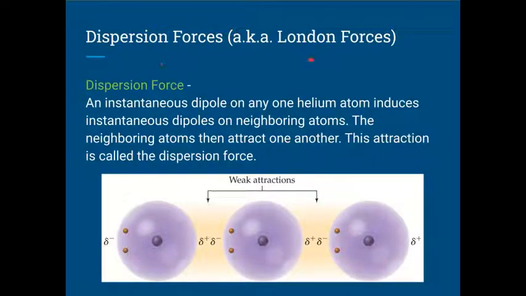These dispersion forces are also known as London forces. An instantaneous dipole on any one helium atom induces instantaneous dipoles on neighboring atoms. The neighboring atoms then attract one another. This attraction is called the dispersion force. So you have this one helium atom and the electrons suddenly go over here, so you have a partial negative and a partial positive. And then it causes the electrons of the next one to move over towards the positive side. You can see it creates almost a chain reaction. So then you have an induced dipole moment in the next one, and they line up minus, plus like that. And so you have this weak interaction between the helium atoms themselves, holding them close together.